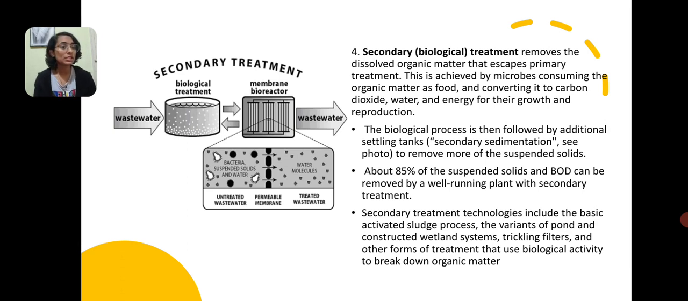The biological process is then followed by additional settling tanks to remove more of the suspended solids. About 85% of the suspended solids and BOD can be removed by a well running plant with secondary treatment. Secondary treatment technologies include the basic activated sludge process, the variants of pond and constructed wetland systems, trickling filters, and other forms of treatment that use biological activity to break down organic matter.